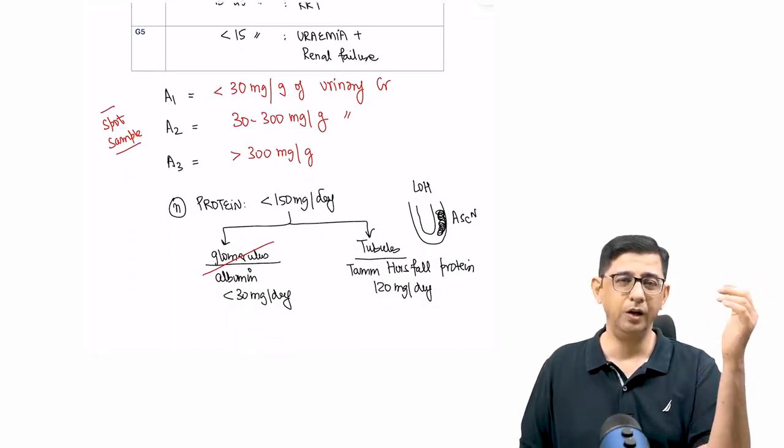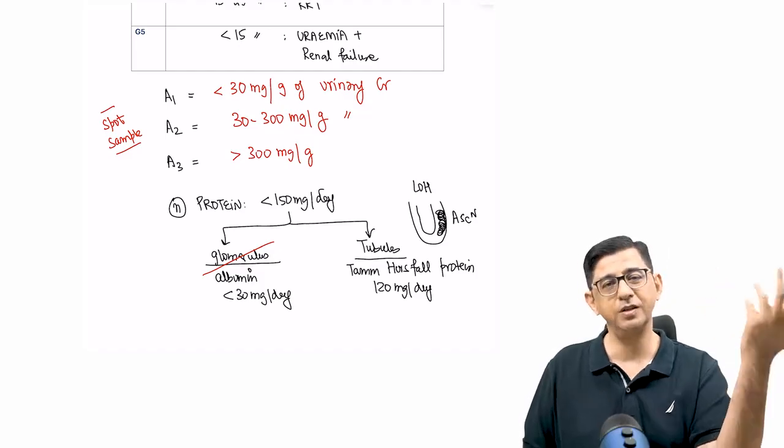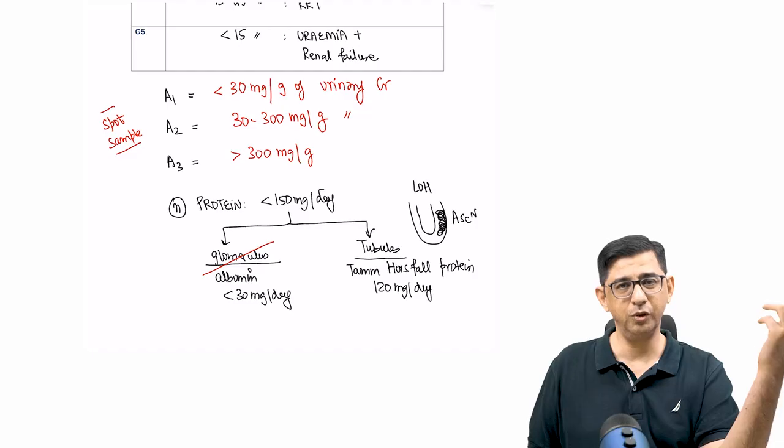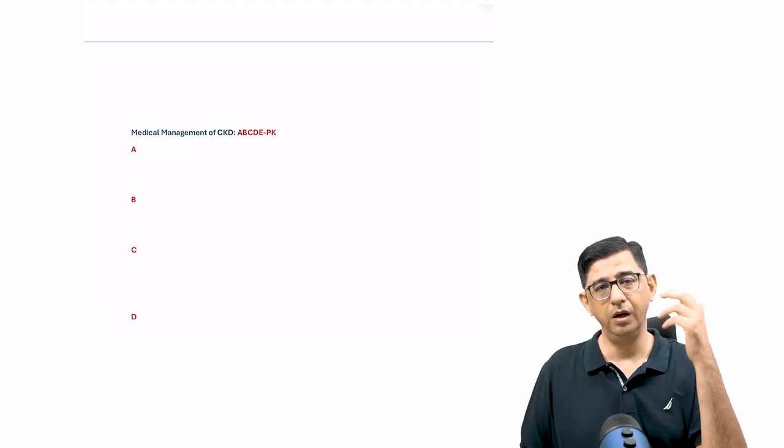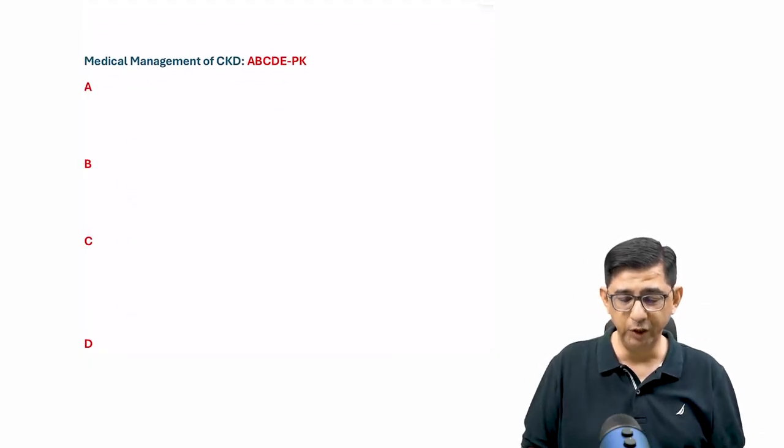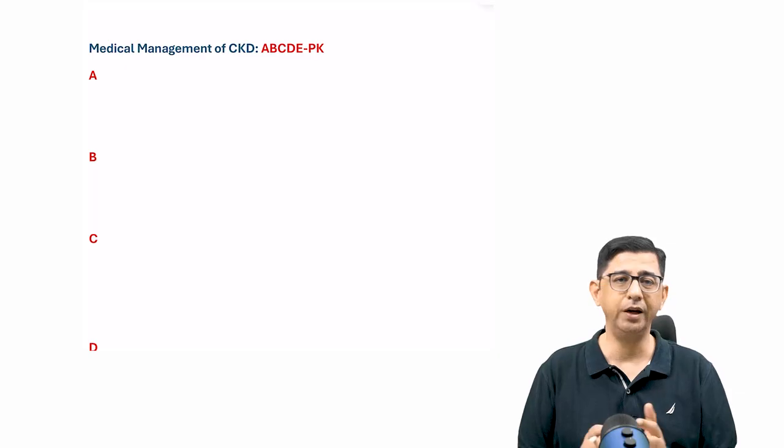And like I said, the glomerulus has a negative charge, and like charges repel each other, but that's not absolute. Some protein will always be coming through. The magnitude can obviously vary. Now we will study what we will do in a patient who's having chronic kidney disease.